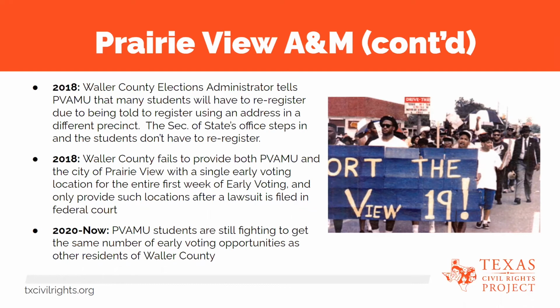Now, this time it was actually the Texas Secretary of State's office which stepped in, and then the students didn't end up having to re-register. But also in 2018, Waller County failed to provide both Prairie View A&M and the city of Prairie View with a single voting location for the entire first week of early voting. They only relented and provided such a location after a lawsuit was filed in federal court. And from 2020 until the present, we still have Prairie View A&M students fighting to get the same number of early voting opportunities as other residents of Waller County.